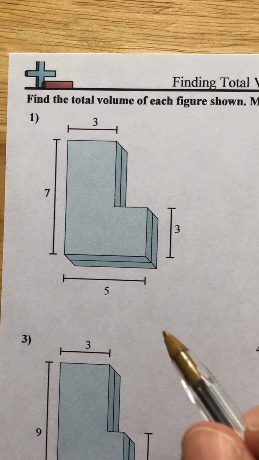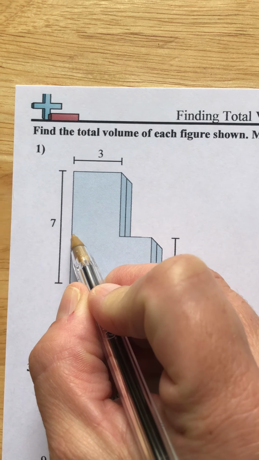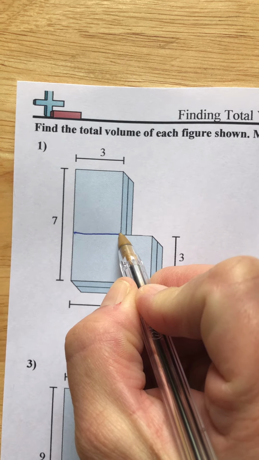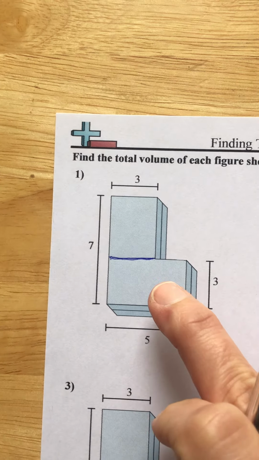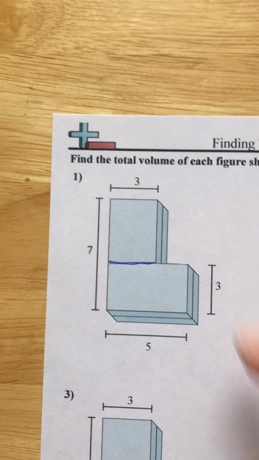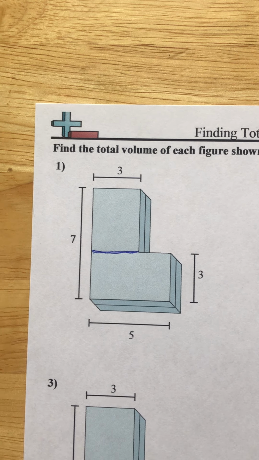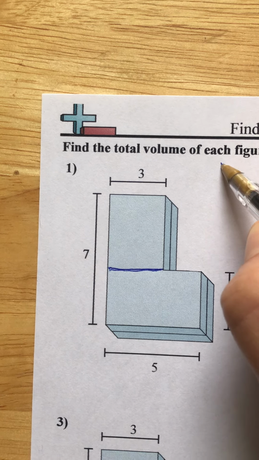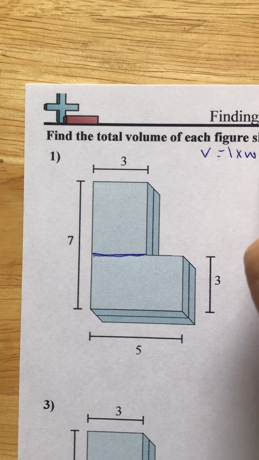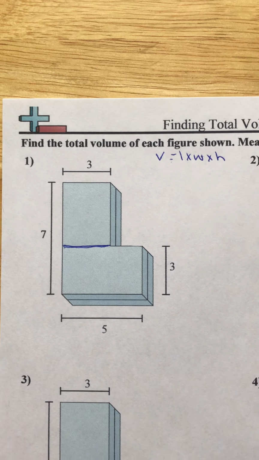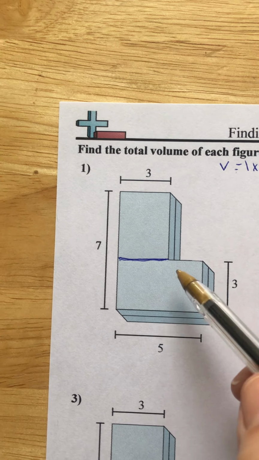So we take this shape here, and I'm just going to draw with my pen here so you can see this as being split into two different shapes. We're going to find the volume of both of these separate shapes, and then we're just going to add them together. So remember that volume, which I know you know, is length times width times height. Okay, so let's just remember that. All right, let's take our shapes.